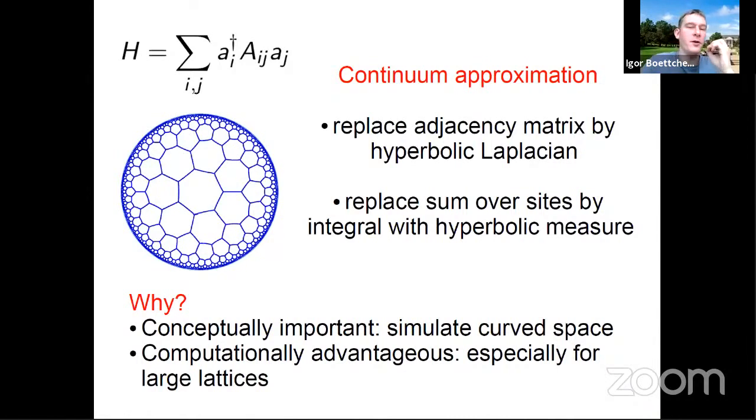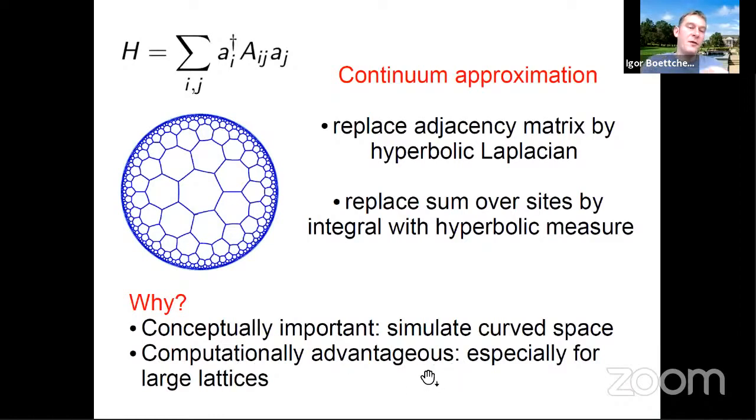Is it really what we want to do? Or is it just some sketchy version of a hyperbolic lattice, a hyperbolic space? But then also it's computationally advantageous, especially for large lattices. I've shown you that as soon as you have, say, 10 generations of layers, then you have 100,000 sites.